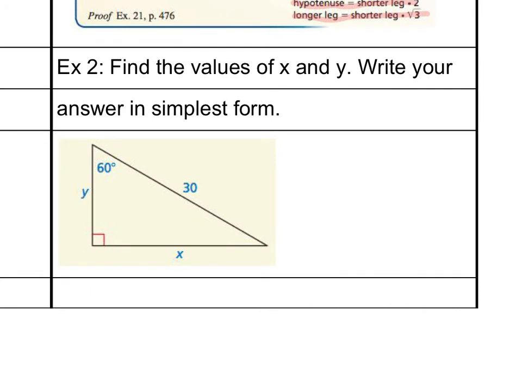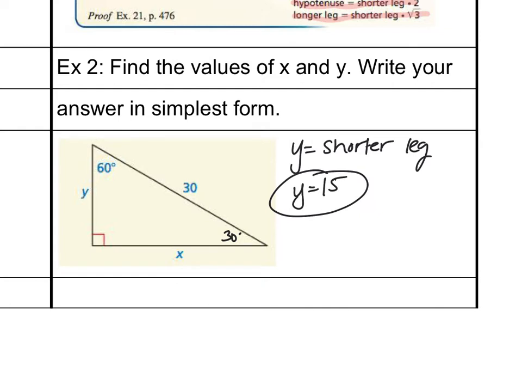So they show us the 60-degree angle. Go ahead, and that means this is the 30-degree angle, which means y is the shorter leg, which means it is half of the hypotenuse, so y has to equal 15, right? And then x is the longer leg, and that would be the shorter leg times the square root of 3. So again, super simple. If you have that theorem to look at, very easy to figure out.